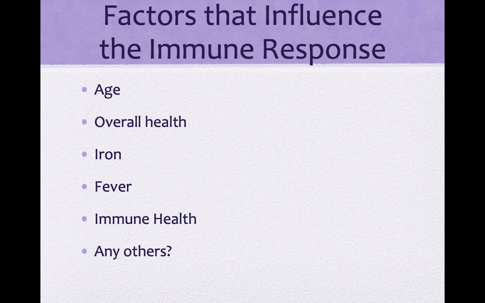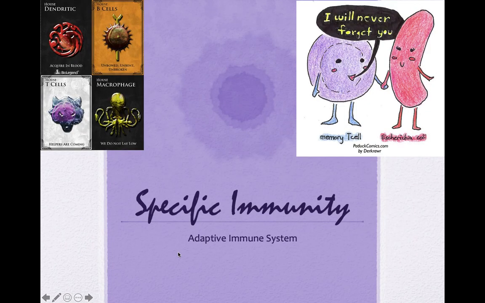Age: as you get older, the ability of your immune cells to grow, reproduce and work as well is reduced. Your overall health: if you don't eat a good diet or exercise, once again, that makes sense. Iron levels have quite a lot to do with the health of your immune system and your ability to carry oxygen around inside your body. If you have a fever, that affects immune health, and there are a bunch of others you could probably think of as well. So let's go ahead and start the specific immune system.